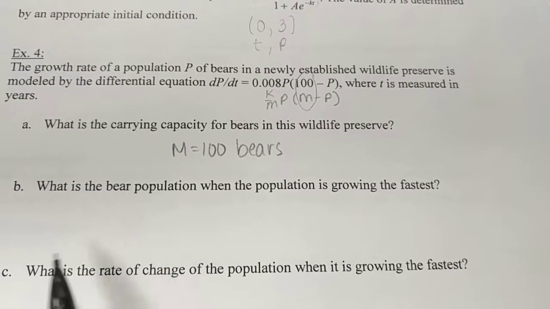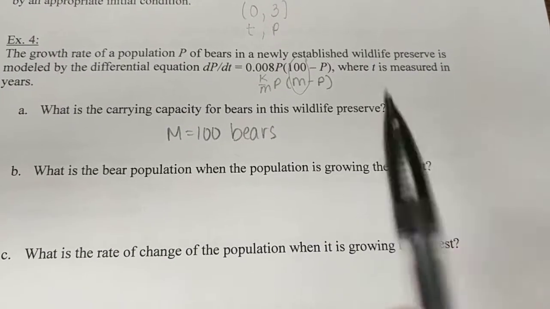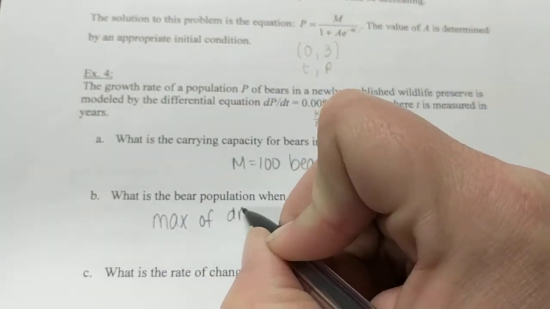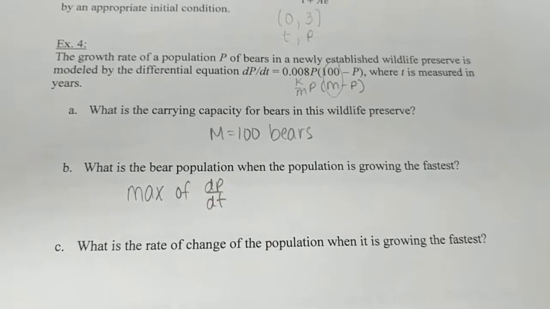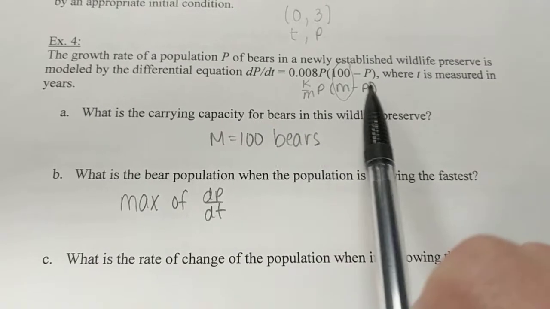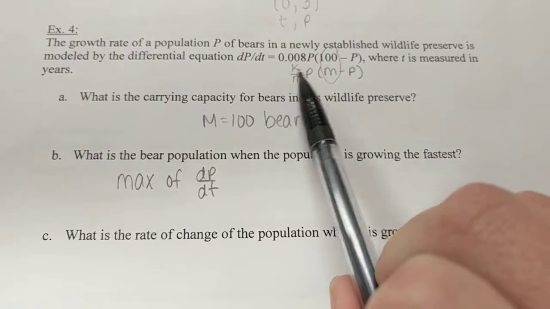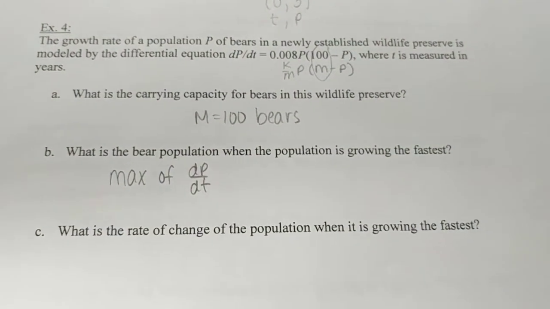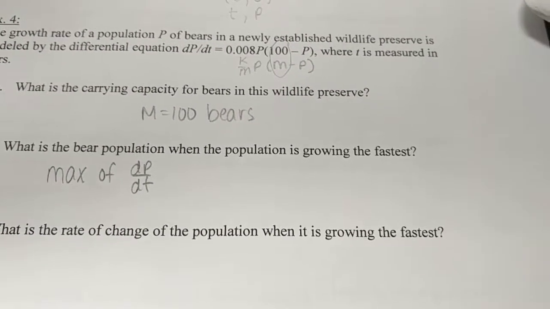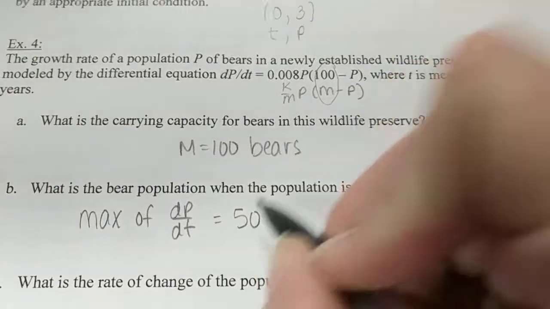Then it says, what is the bear population when the population is growing the fastest? So they are asking us here, what is the maximum of dP/dt? I want you to take a second and graph dP/dt and try to find the maximum. Go ahead and put it on your graphing calculator and find the maximum of this function. It's a quadratic. Because that formula is a quadratic, that function is symmetric. So the maximum you should have found was 50 bears.